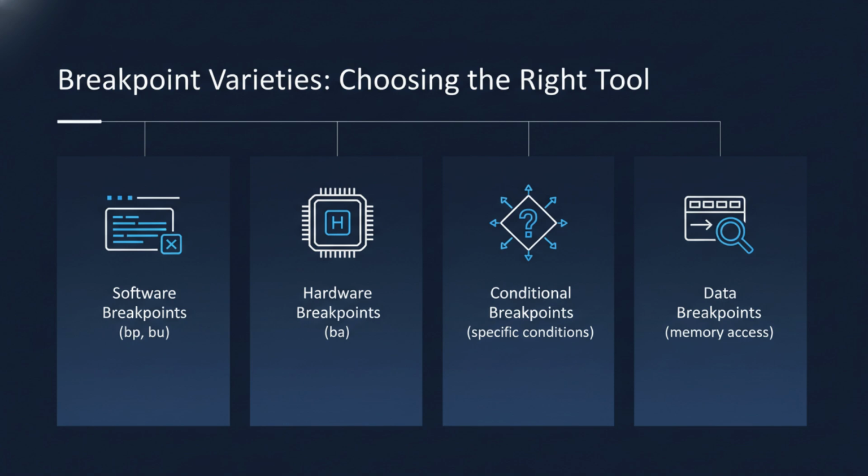Then there are conditional breakpoints, allowing execution to pause only when a specified condition is met, for instance, a variable reaching a certain value. Finally, data breakpoints are a specialized form of hardware breakpoint that trigger when a specific memory location is read from or written to, helping track down memory corruption issues. Choosing the right type can significantly streamline your debugging process.